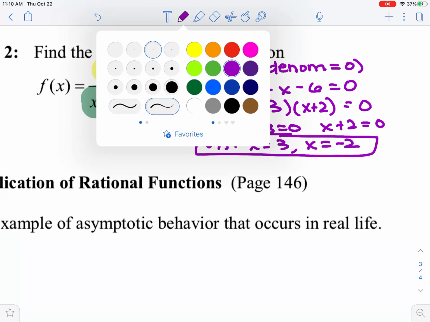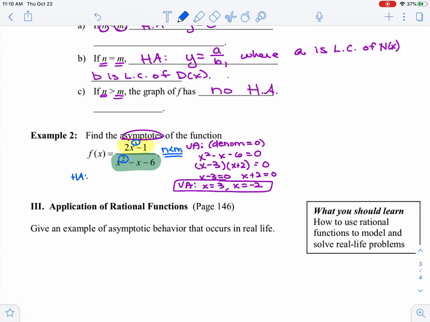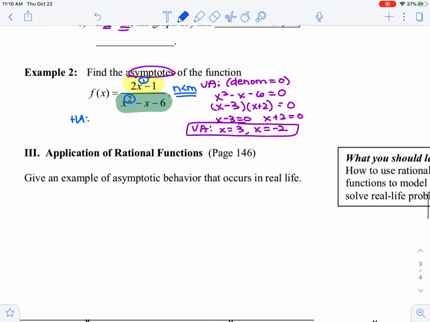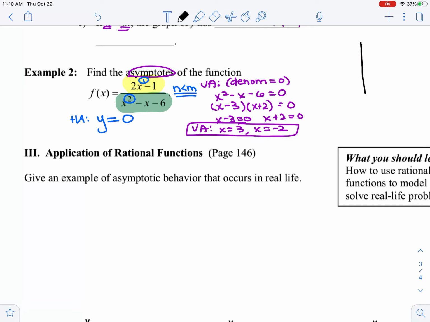For my horizontal asymptote, I look at the degrees. There's an invisible 1 on the numerator, so my degree there is 1, and my degree on the denominator is 2. If n, the degree on top, is smaller than m, the degree on the bottom, that's case A in my definition, so my horizontal asymptote is at y equals 0. Let me show you what that would look like if you were to graph it.